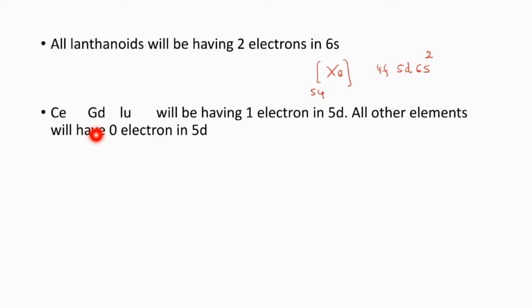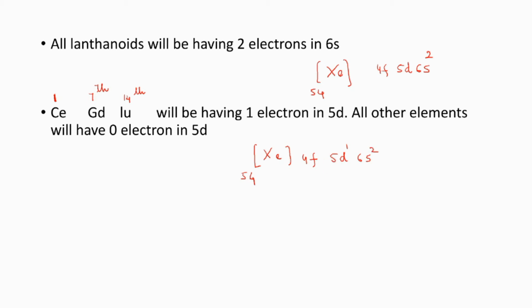Now, cerium, gadolinium and lutetium will have 1 electron in 5d. All other elements will have 0 electrons in 5d. That means cerium is the first element in the lanthanoid series, gadolinium is the 7th element and lutetium is the 14th element, the last element of the lanthanoid series. Only these elements will have 1 electron in the d subshell, right? All others will have 0 electrons in d.